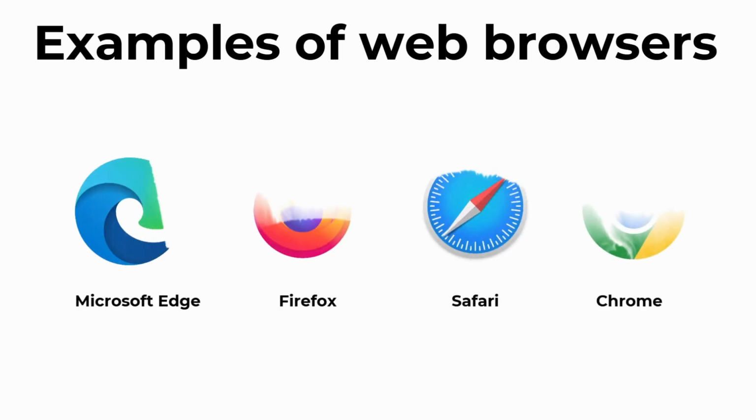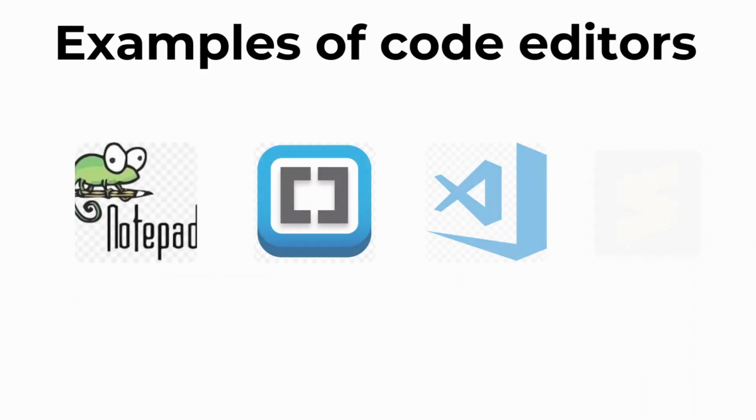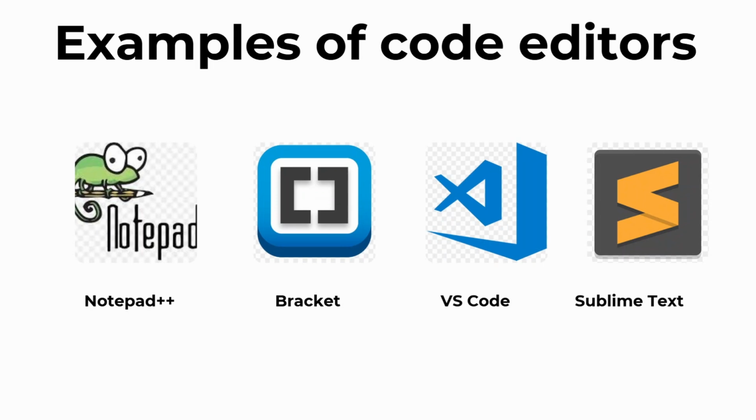These are some examples of web browsers: Microsoft Edge, Firefox, Safari, Google Chrome. In this lesson, we will use Google Chrome as our web browser. So if you don't have Google Chrome installed on your computer, go ahead and do so. Then you will need a code editor. A code editor enables developers to write code for websites.